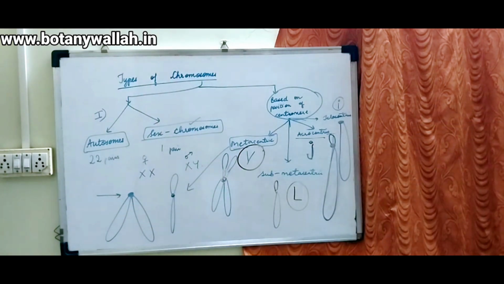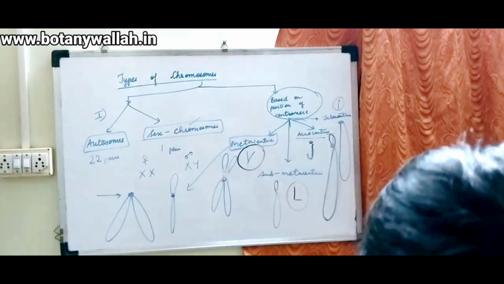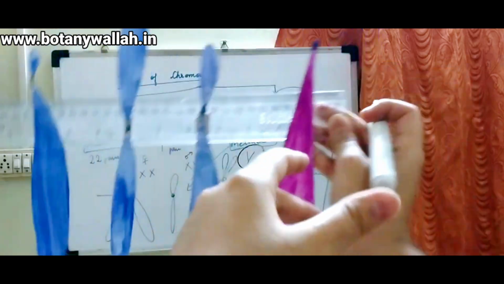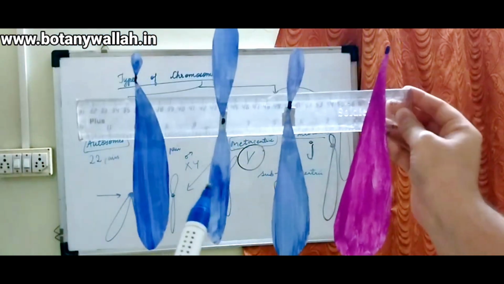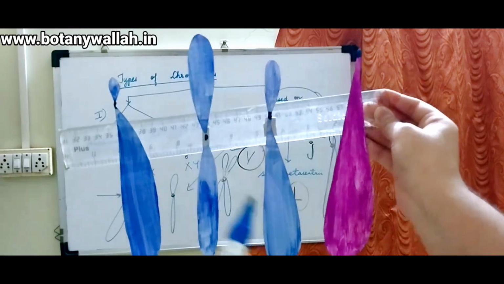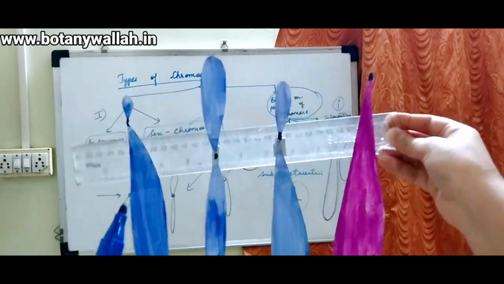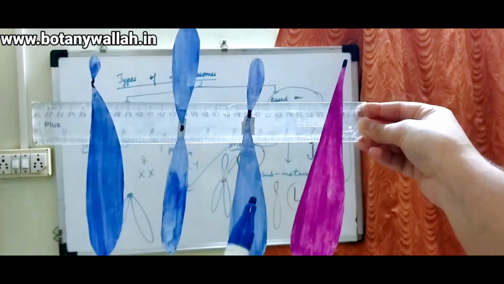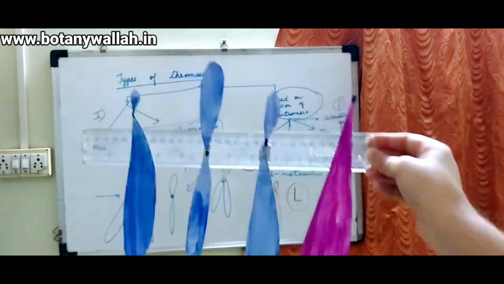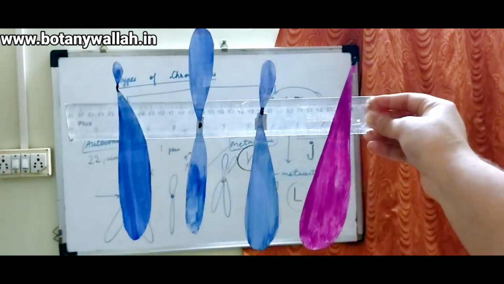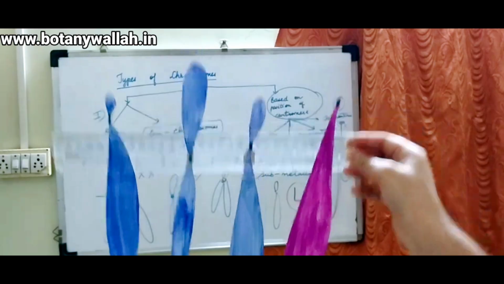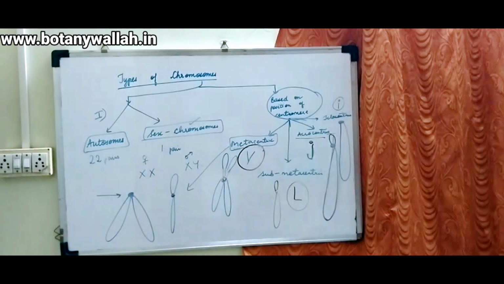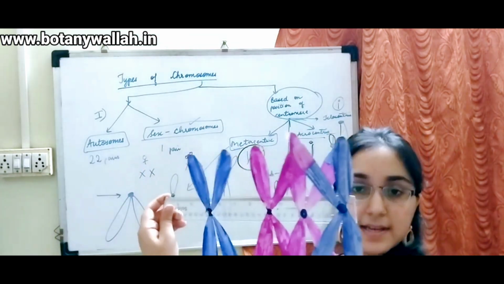Okay, and I will show you once again. So these are the types. The first one which I have shown here is submetacentric, and the second is metacentric, and... okay, I told wrong. This is acrocentric, this is metacentric, submetacentric, and this is telocentric. So you can see it well, I think. Yes, you can.